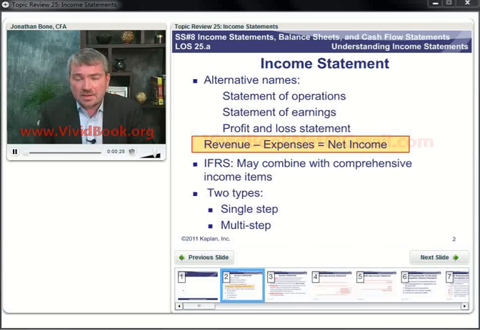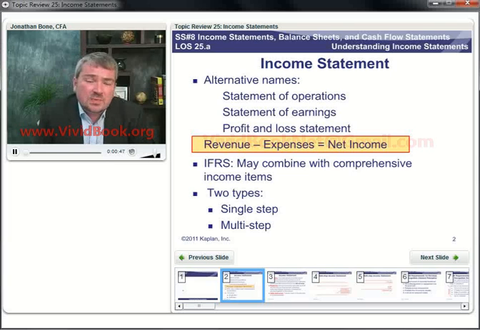Okay, let's remind ourselves of really what's going on in an income statement. Remember, it's a dynamic statement spanning the date between two balance sheets, and it summarizes all the revenues, deducts all the expenses incurred in that period to give you an idea of net income. And of course, we may refer to net income as earnings instead.